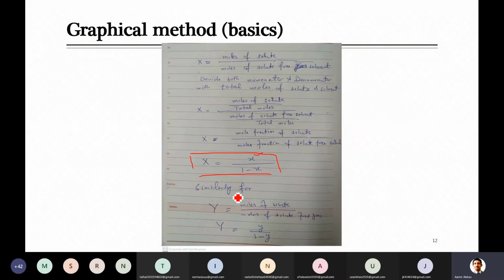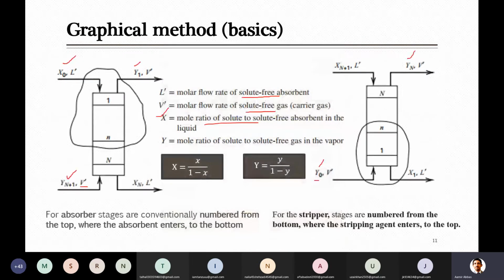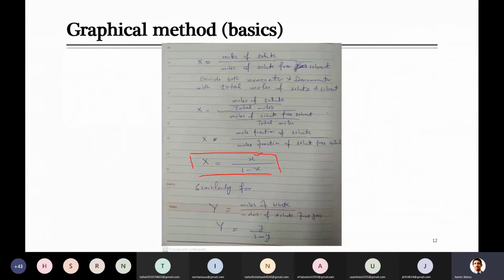And similarly you can write for the vapor stream, that is also the moles of solute divided by moles of solute free gas. Again, divide both numerator and denominator by total moles, and when you divide it, it will get converted to the mole fraction. So up to here, is it clear to you? Any question about this diagram or these things? I think they are just basics.